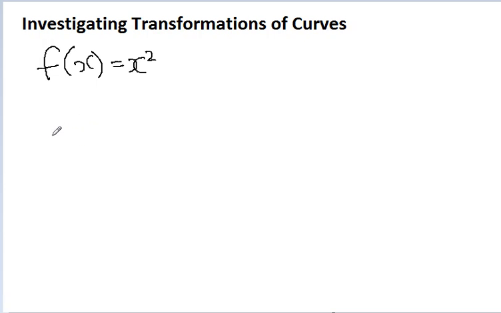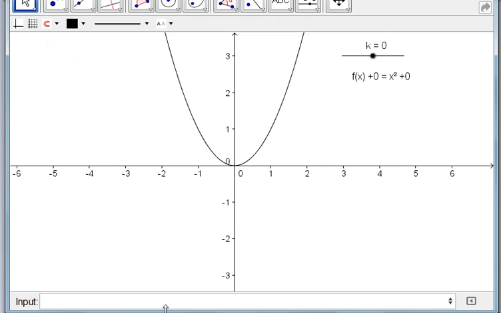So, for example, if I wanted to transform this particular curve, I could add something to it or take away something from it. So, for example, let's say if I add 2 to both sides of this equation, then I've transformed the curve. And what we're going to be looking at today is what happens graphically when you add or take away a number from this equation here. So let's get on to GeoGebra and have a look to see what happens.